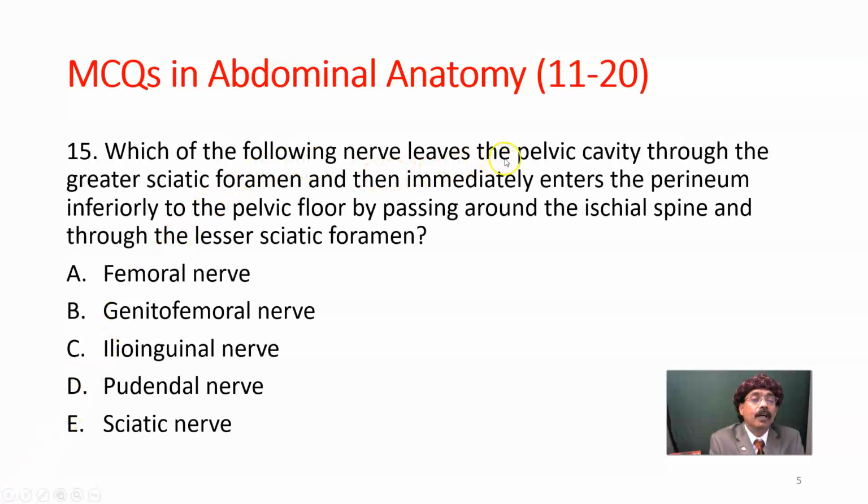Which of the following nerves leaves the pelvic cavity through the greater sciatic foramen, then immediately enters the perineum inferiorly to the pelvic floor by passing around the ischial spine and through the lesser sciatic foramen? What is the answer? Femoral nerve, genitofemoral nerve, ilioinguinal nerve, pudendal nerve, sciatic nerve. Answer should be pudendal nerve.